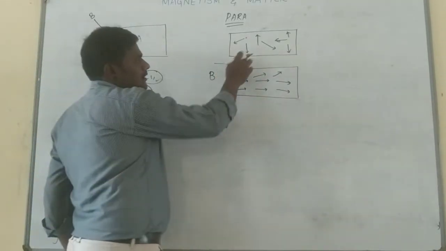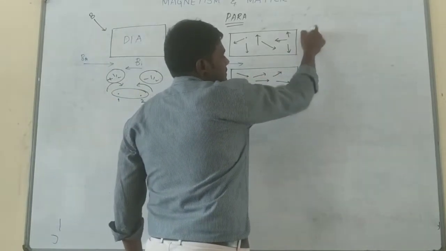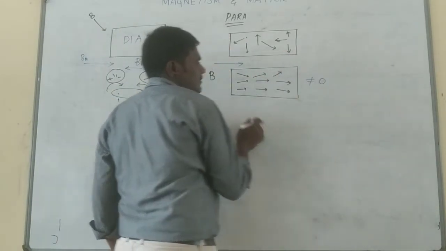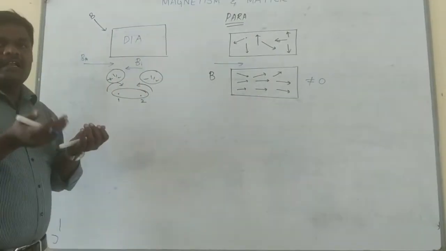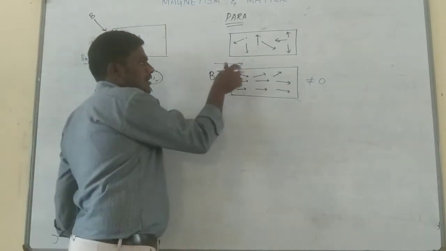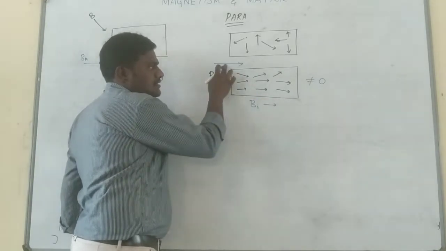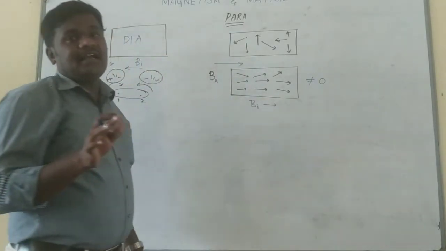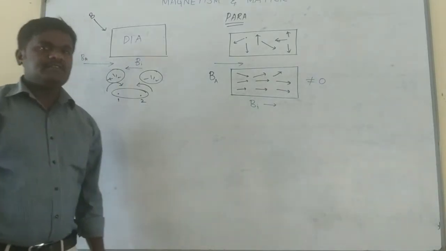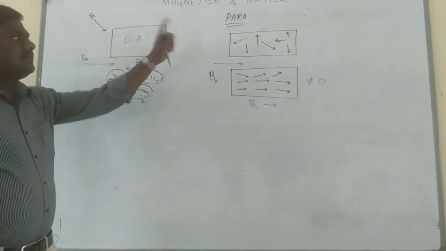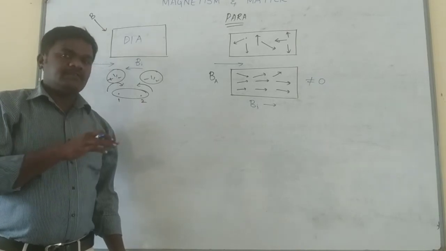When this applied field is given, compare these two diagrams. Here the net magnetic moment is 0. Here the net magnetic moment is not equal to 0. Then automatically paramagnetic materials will get some magnetic field inside whose direction is along the applied field. See again, here it's applied. Here it is induced. Since the direction is the same, paramagnets are slightly attracted, very feebly attracted by the magnetic fields placed externally. So this is how paramagnetic materials behave when the field is absent and when the field is present.